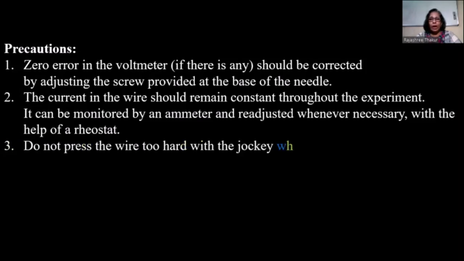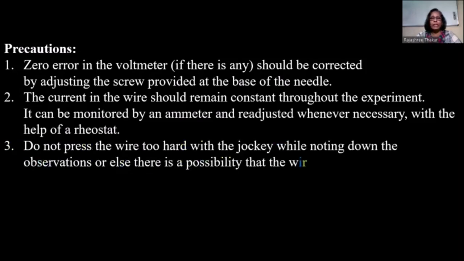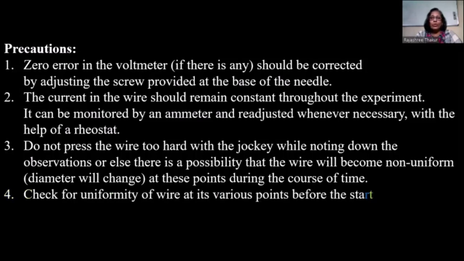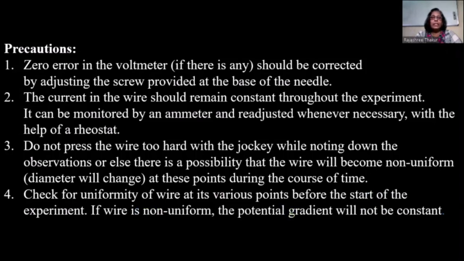Do not press the wire too hard with the jockey while noting down the observations, or else there is a possibility that the wire will become non-uniform at these points during the course of time. Check for uniformity of the wire at its various points before the start of the experiment. If wire is non-uniform, the potential gradient will not be constant. Hence, we have to take a wire which has a uniform cross-sectional area.